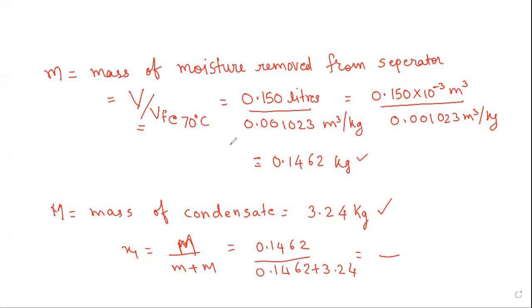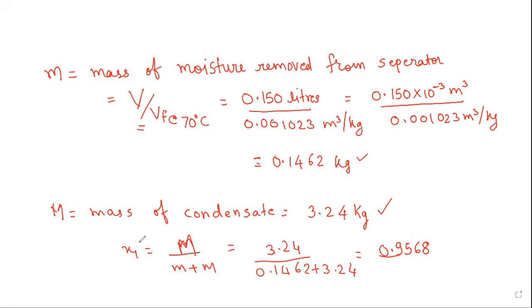So this has to be, just let me erase this. This has to be 3.24. Okay, so this is 3.24 upon 0.1462 plus 3.24, and that answer comes out, the value of x1 comes to 0.95 something. Okay, so that is 0.95. I'll just write up to 2 decimals, 0.9568. So this is how you calculate x1, right?